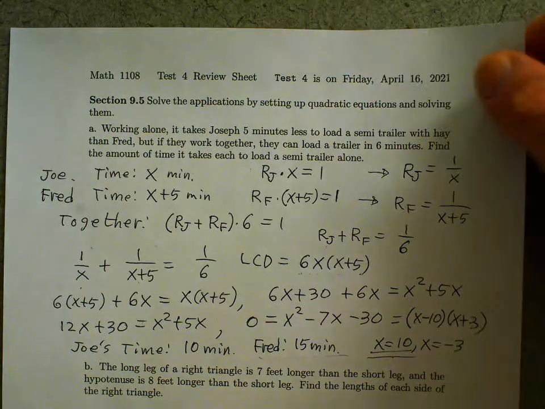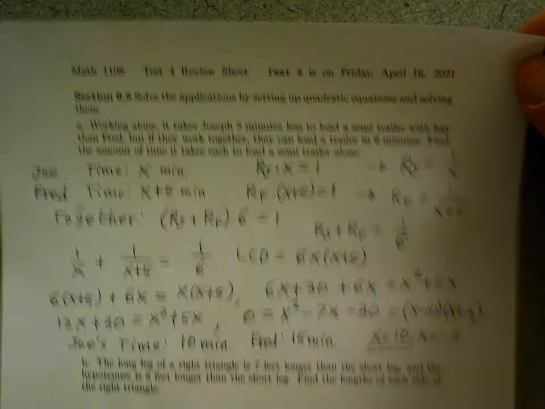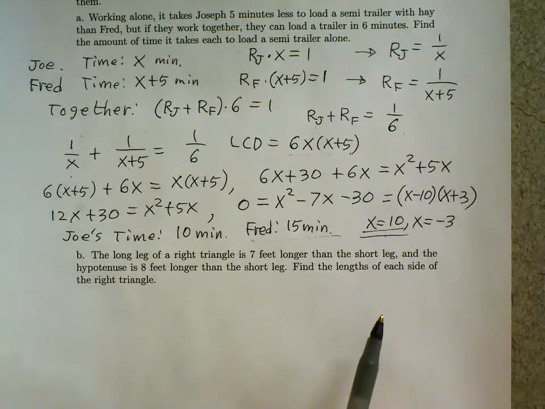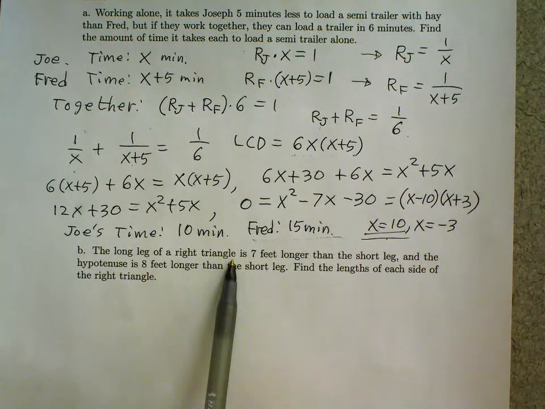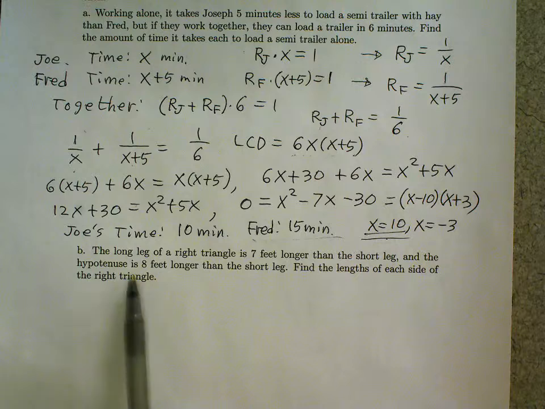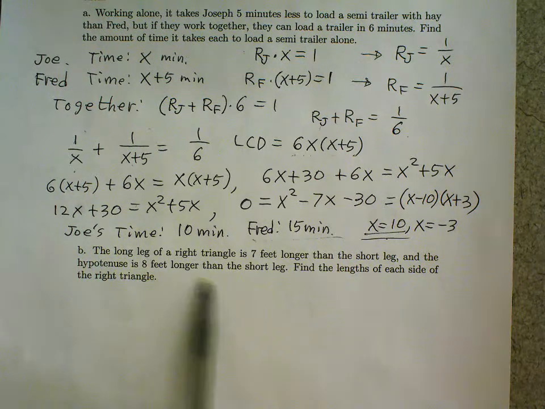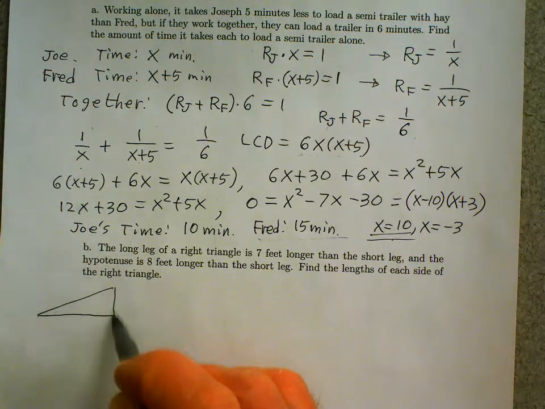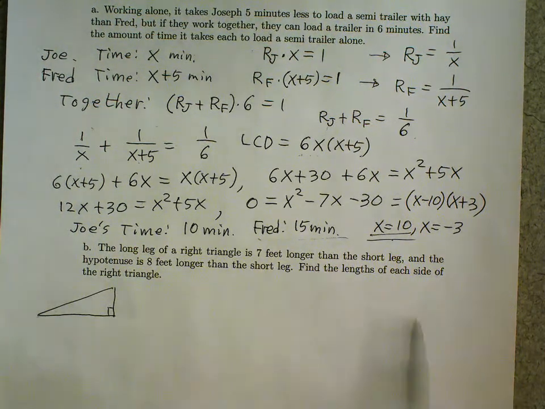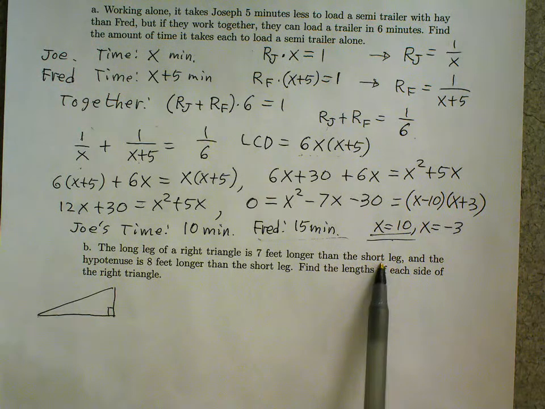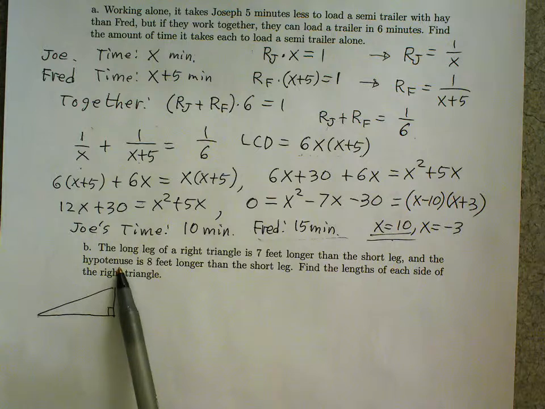Okay, in the next problem, we have a right triangle. It says the long leg of a right triangle is 7 feet longer than the short leg, and the hypotenuse is 8 feet longer than the short leg. So let's draw a right triangle to help us. Notice that the long leg is described in terms of the short leg, and so is the hypotenuse.